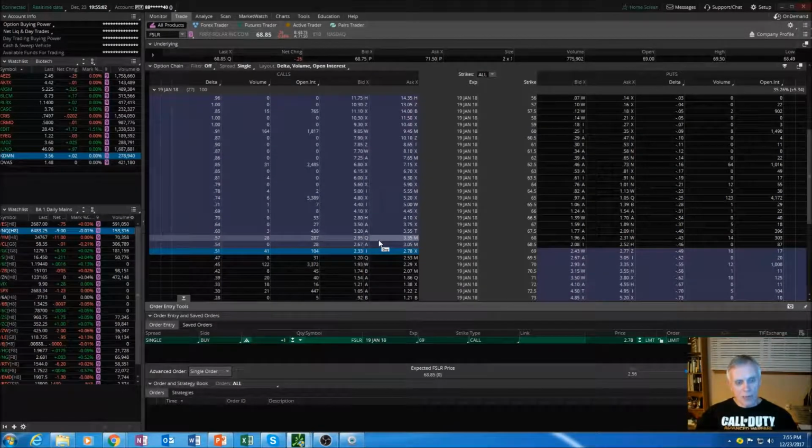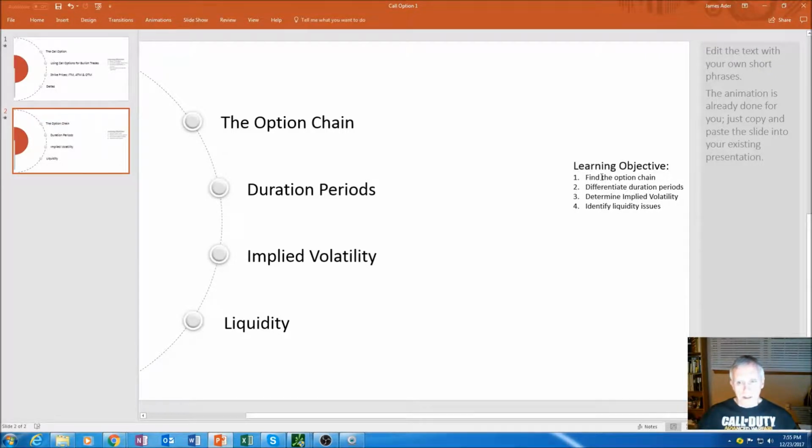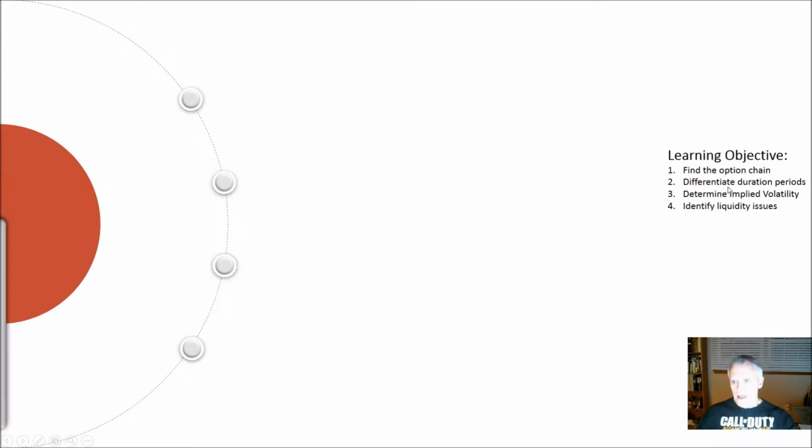All right, guys, let's recap what we have picked up so far. I think we hit our objectives. So you know where to find the options chain. You can differentiate between the duration periods, determine the implied volatility. We showed you that. We showed you a couple of things. Identify any liquidity issues. Again, folks, here at the service, the daily TMB report, trading tops and bottoms, we will keep you in liquid stocks to trade options in.